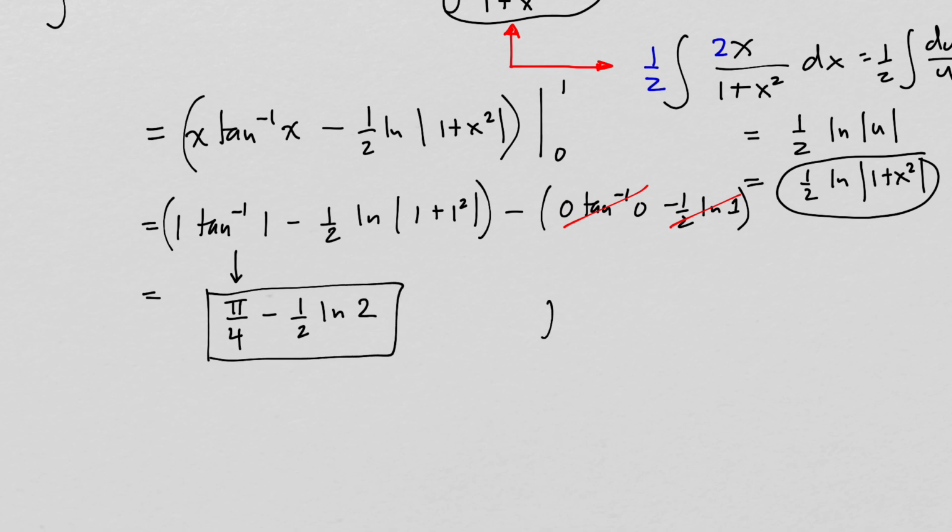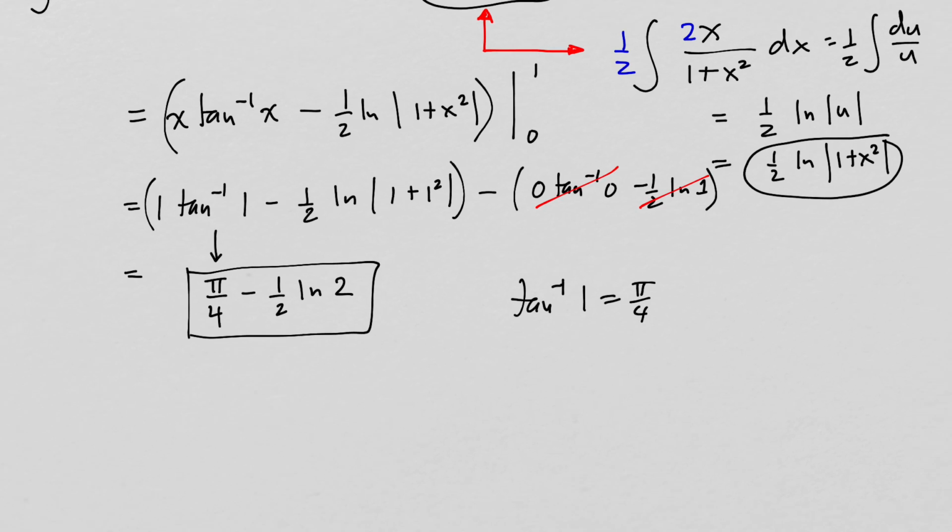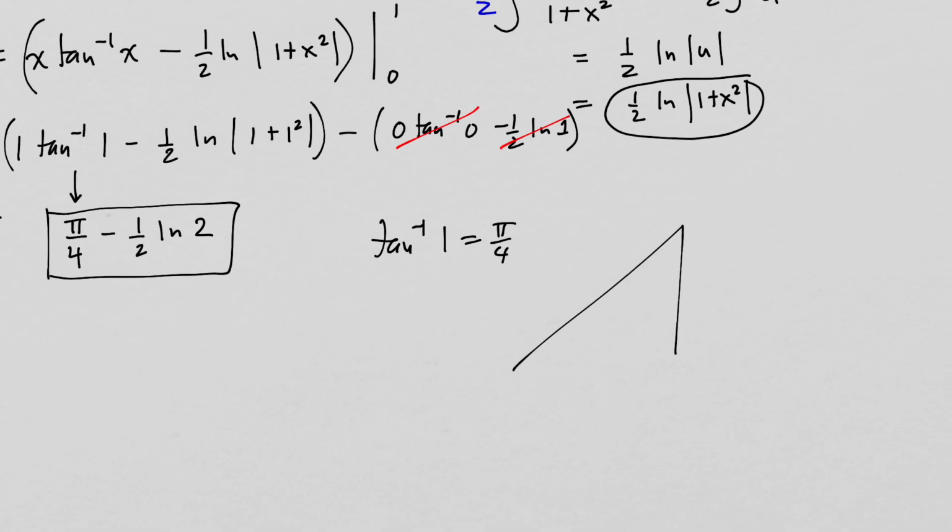Now, why is the inverse tangent of 1 equal to pi over 4? Well, if you just draw a simple triangle, if you have an angle theta, you know that tangent is the opposite side divided by the adjacent side. And so if these are both 1, then you know that this angle must be 45 degrees or pi over 4.